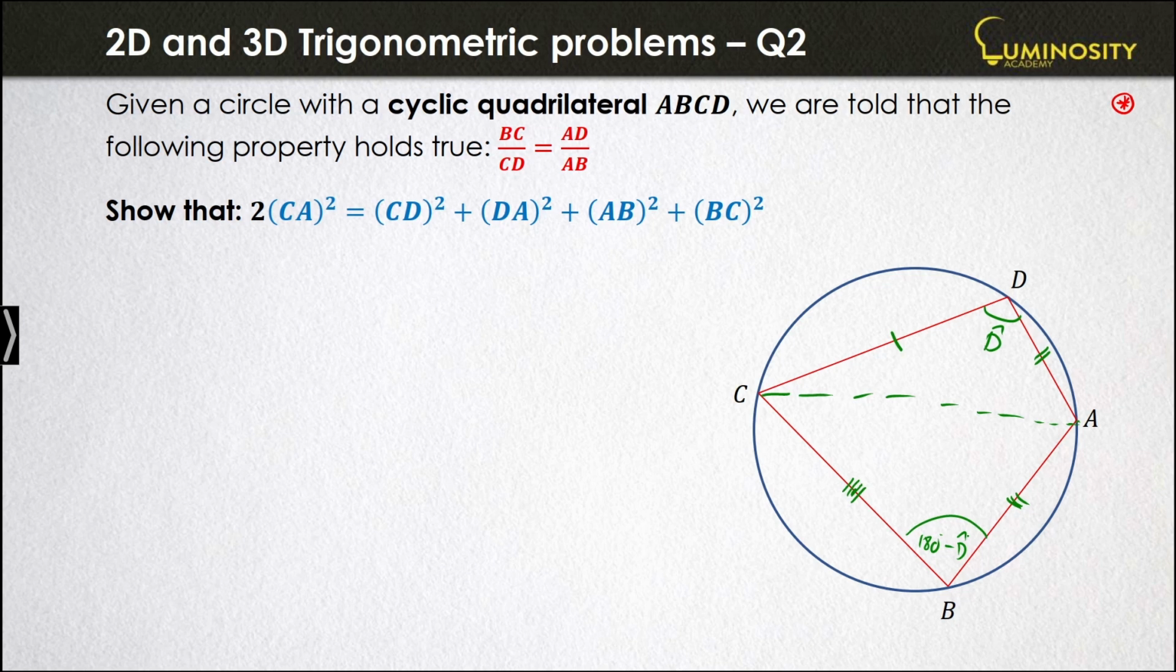Well, Pythagoras comes to mind, but there's no 90 degrees here. So what other rule do I know in trigonometry? What about the cosine rule?